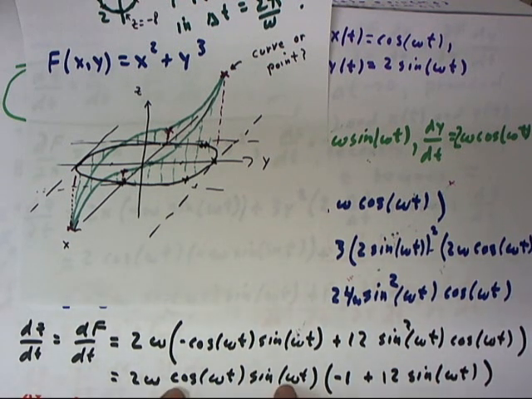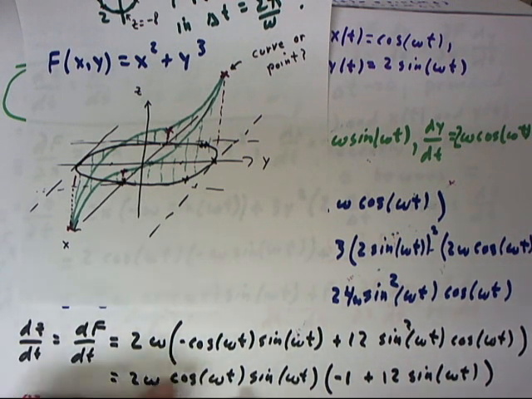This factor, cosine of omega t sine of omega t, is going to be 0 whenever the cosine of omega t is 0 or the sine of omega t is 0. And that means there are going to be instances where we simply stop rising or falling.